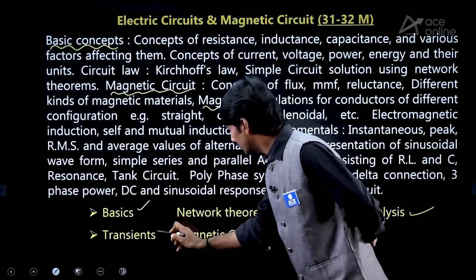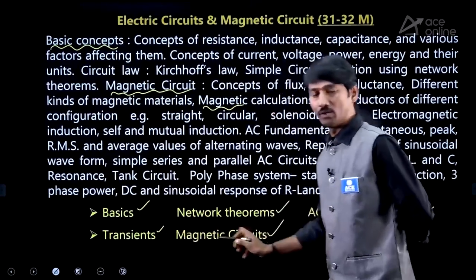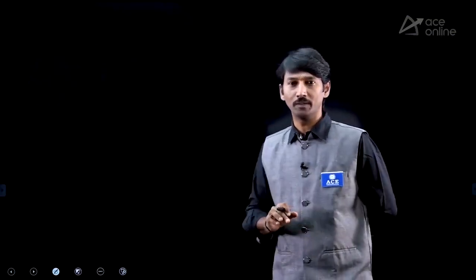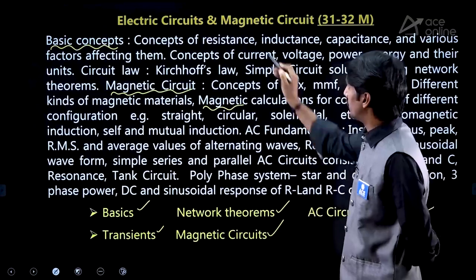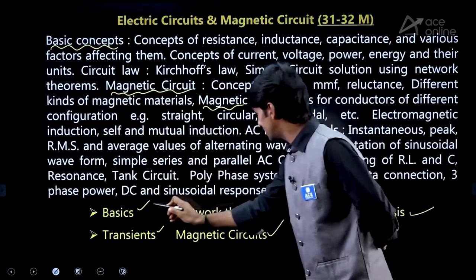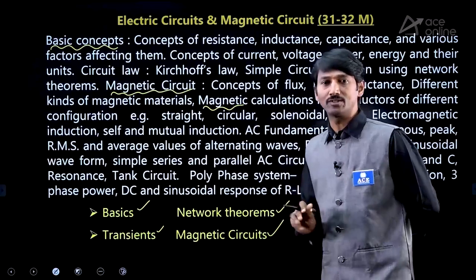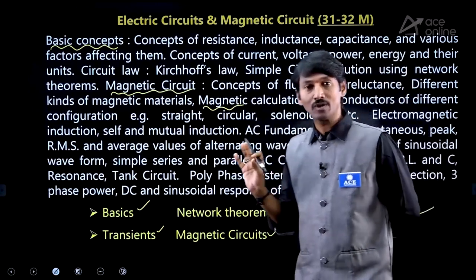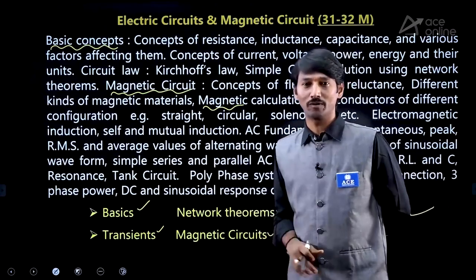Next, magnetic circuits. In magnetic circuits, you are going to get at least 4 to 5 questions approximately. So these are the topics you have to concentrate more on from this entire subject: basics, network theorems, AC circuit analysis, and magnetic circuits. So these are the topics to be focused more. Other topics also need to be prepared, but these must be focused more.